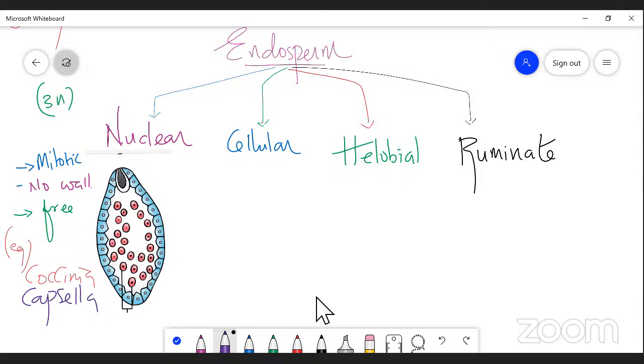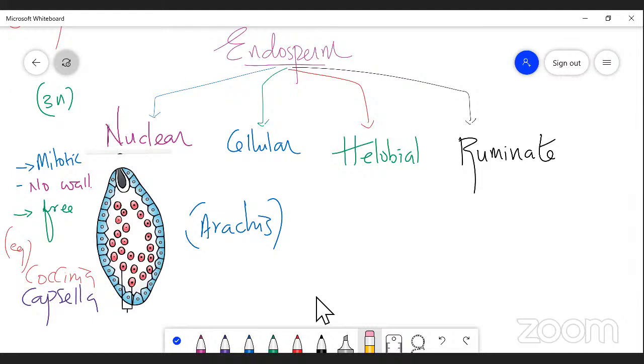The next example is Arachis hypogaea. Arachis hypogaea is the binomial of groundnut. Groundnut has this type of endosperm, a nuclear endosperm. Coccinia is the binomial of ivy gourd, and Capsella is a kind of mustard variety. In these cases, you can find nuclear endosperm.